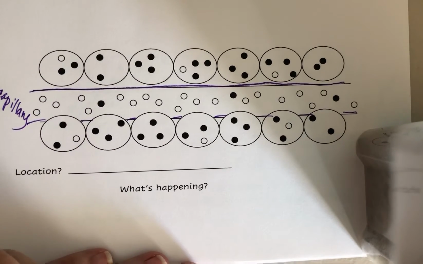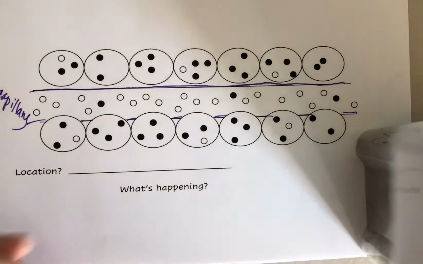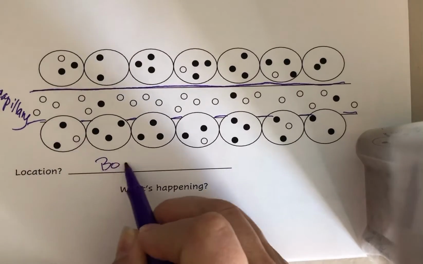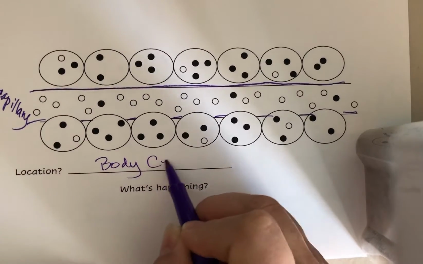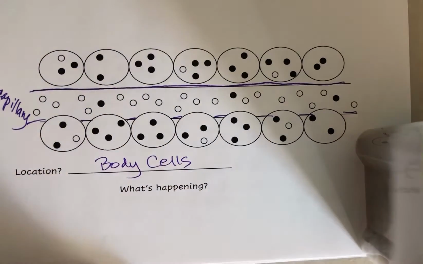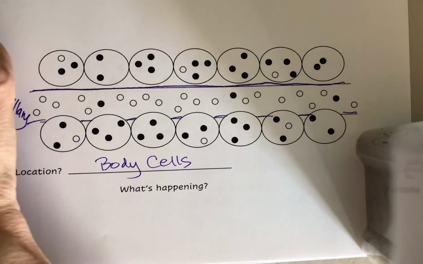So we left the heart, exiting in the aorta, to the arteries, to the arterioles, and now we're at the capillaries at all the cells in the body. So I'm going to label this location as the body cells. And what you should notice in the picture is we do in fact have oxygen-rich blood here.